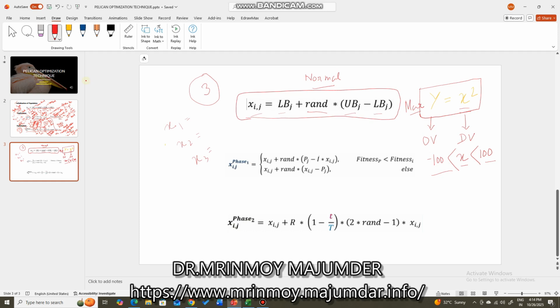Now you do one thing. As we have got x1, x2, x3, put them into this objective equation and find y1, y2, y3, the objective function values. And now we have to check whether y1 is greater than y2 or y2 is greater than y3. This is actually the fitness function. In case of optimization technique, always remember the value of objective function at an iteration is the fitness function. Most of the time it is so.